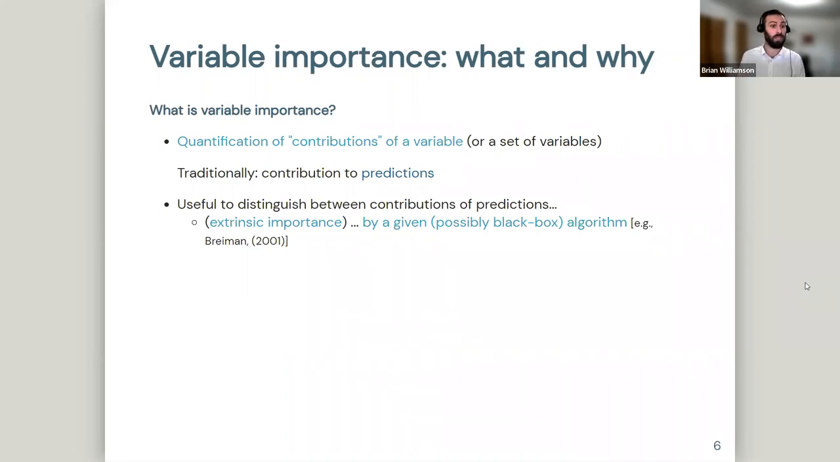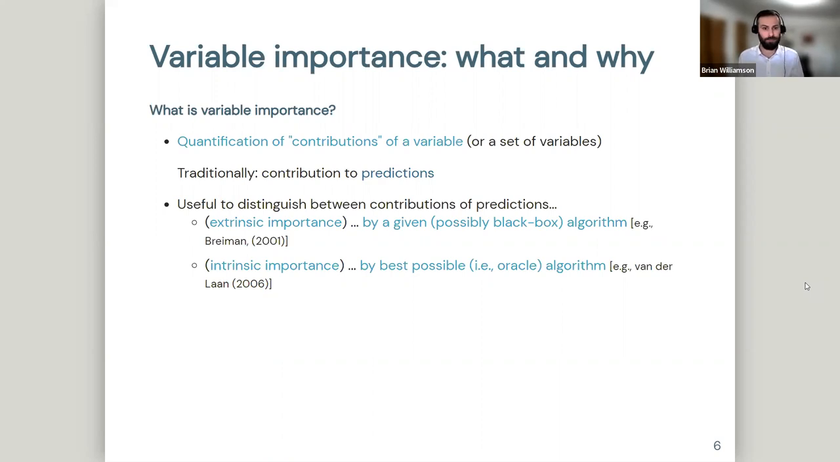A second and complementary type of information is what I'm going to call intrinsic importance: what's the importance of these variables, the contribution to predictions by the best possible algorithm? Say I had access to the entire population, and I could learn the population prediction function. What are the important variables in that prediction function? And this second piece we can do inference on. The work I'm going to be talking about today is focused on a model-agnostic notion of intrinsic variable importance and doing inference on that.